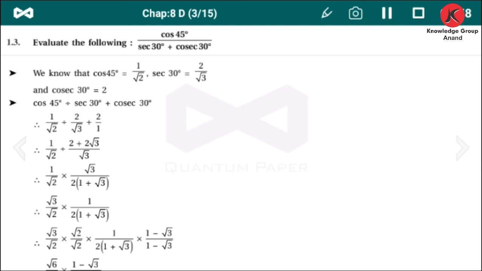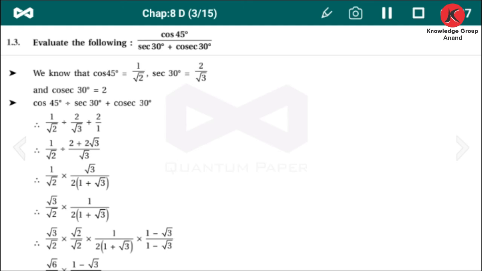Now number 3: cos 45 upon sec 30 plus cosec 30. First we write all the values. Cos 45 is 1 upon root 2, sec 30 is 2 by root 3, and cosec 30 is equal to 2 upon 1, since sin 30 is equal to 1 upon 2, therefore cosec 30 is equal to 2. Put the values: 1 upon root 2 plus 2 by root 3 plus 2 upon 1.